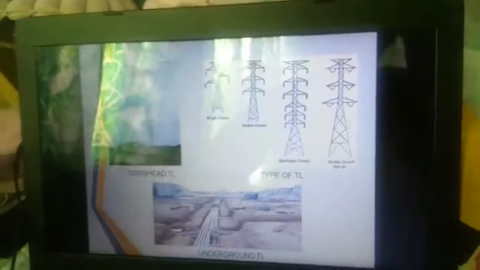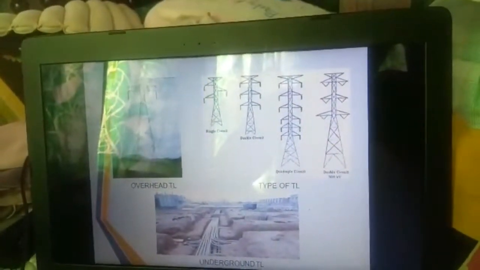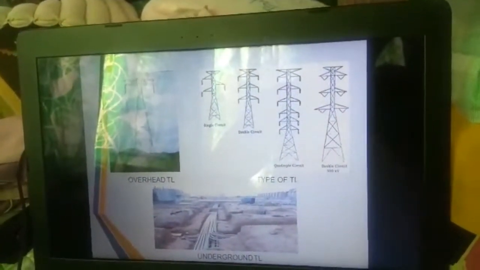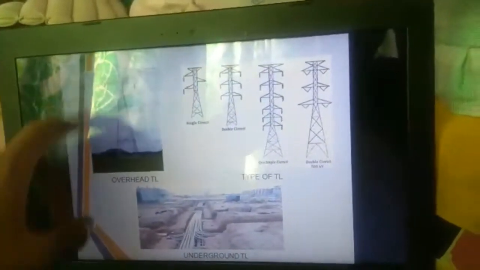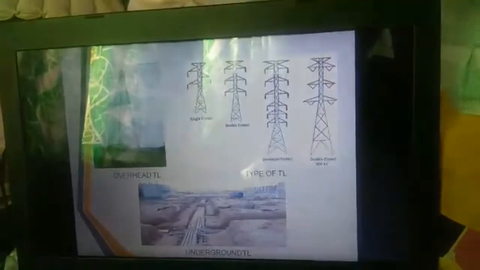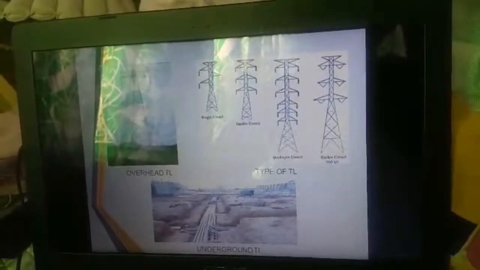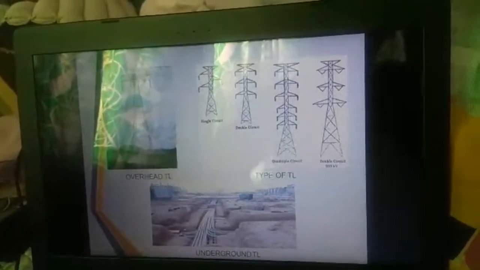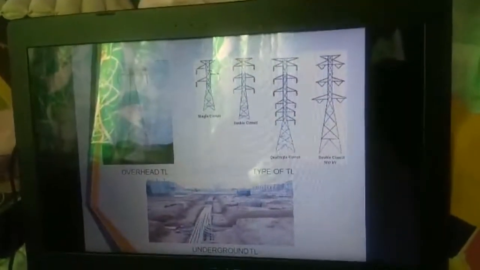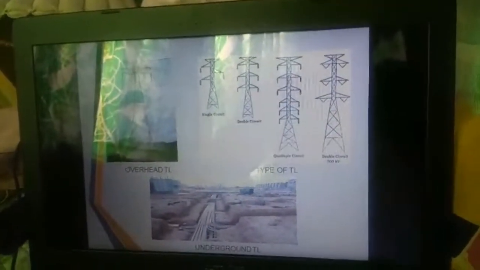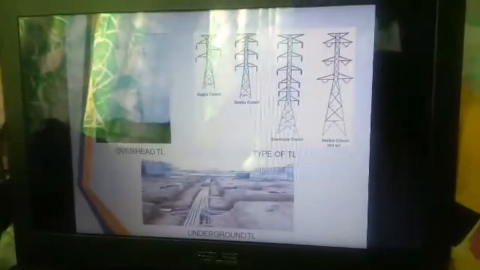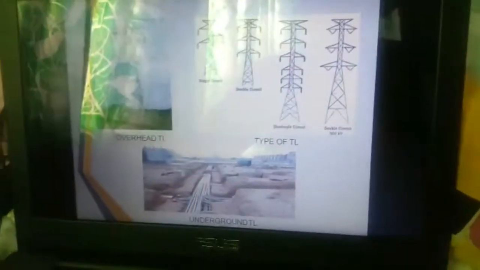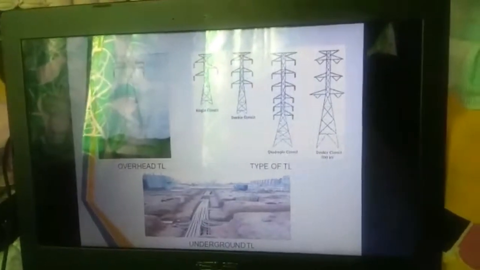And this is how the transmission looks like. This overhead TL is used to hold the cable that transmits high voltage, and there is also another type of TL. And this is how the underground looks like.